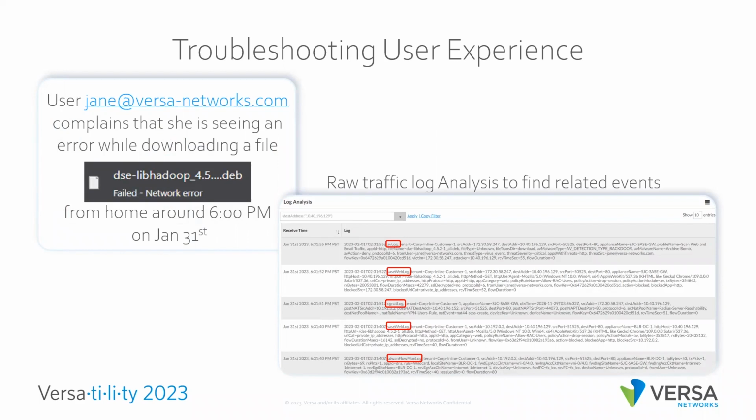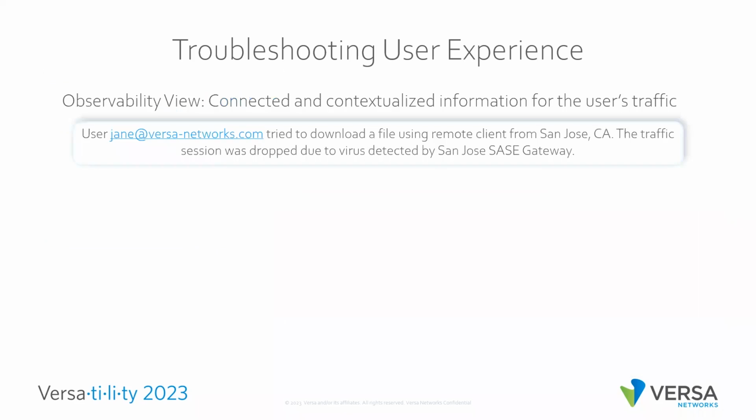When there are so many of these logs, unless you are a network or security expert, you may not know what exactly happened to the user's traffic. Instead, if we connect and contextualize all this information, you can get high-level information as shown here. User Jane at versanetworks.com tried to download a file using a remote client from San Jose, California, and the traffic session was dropped due to a virus detected by the San Jose gateway. So now she knows exactly what happened to her traffic.